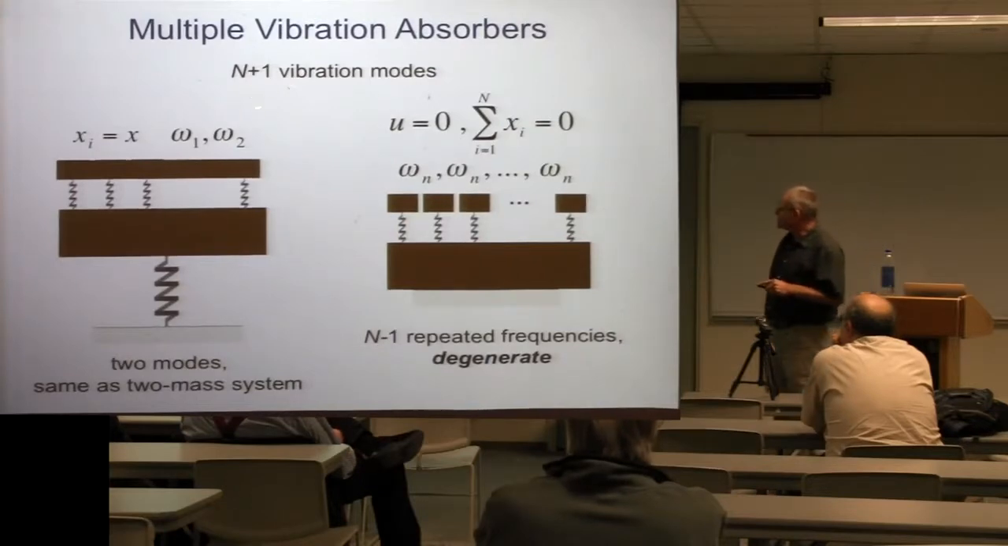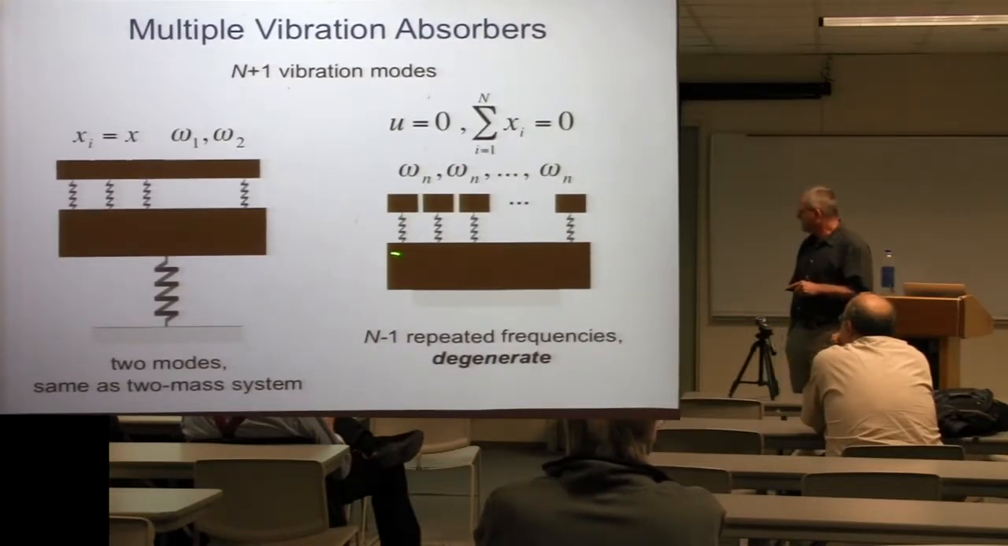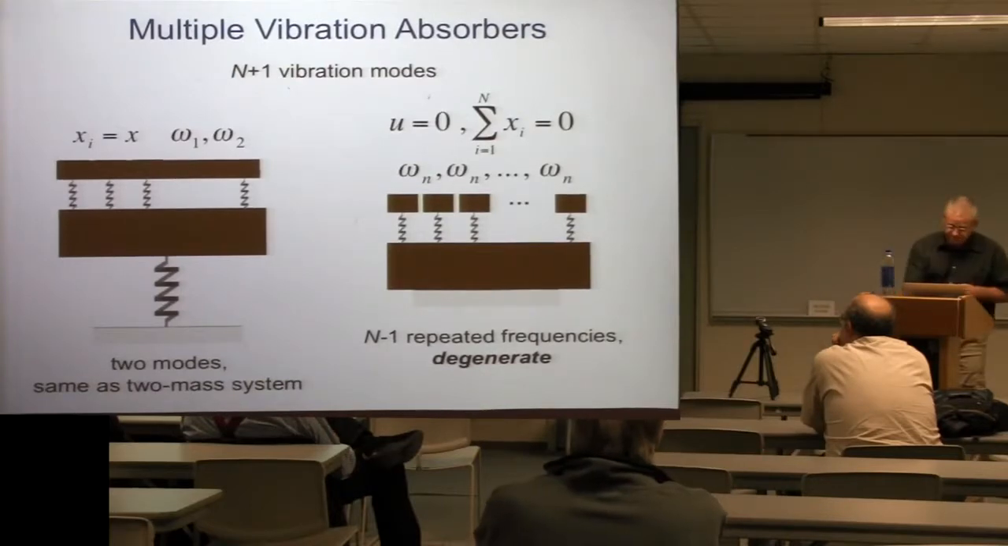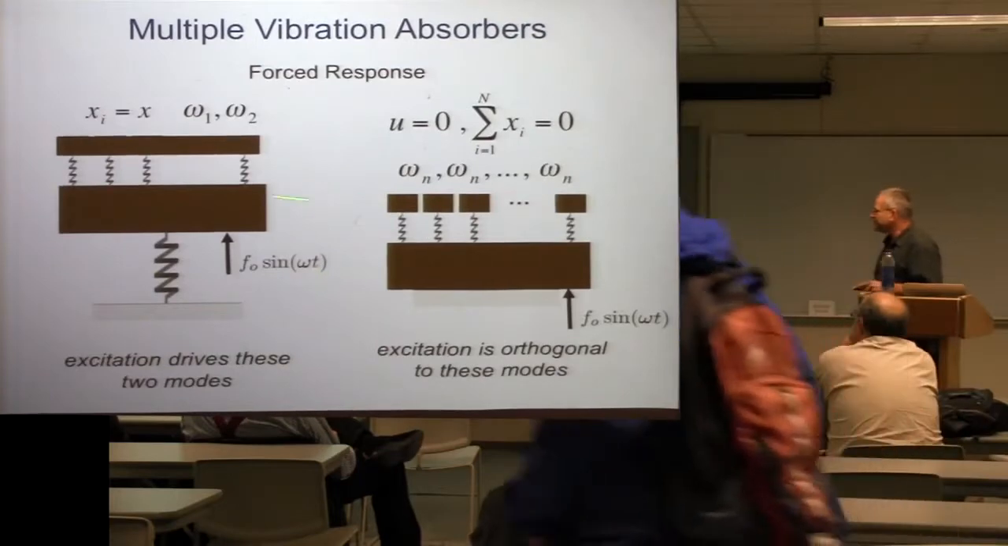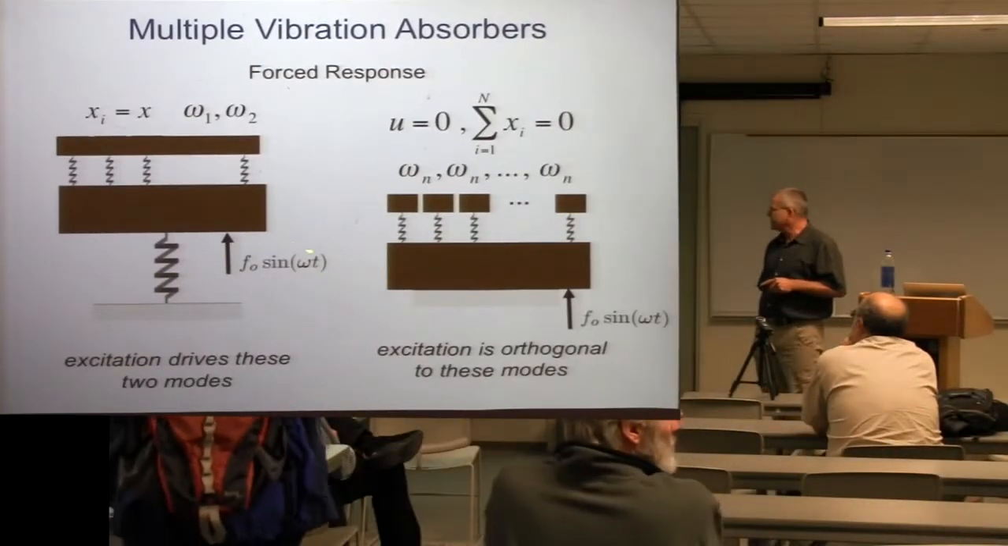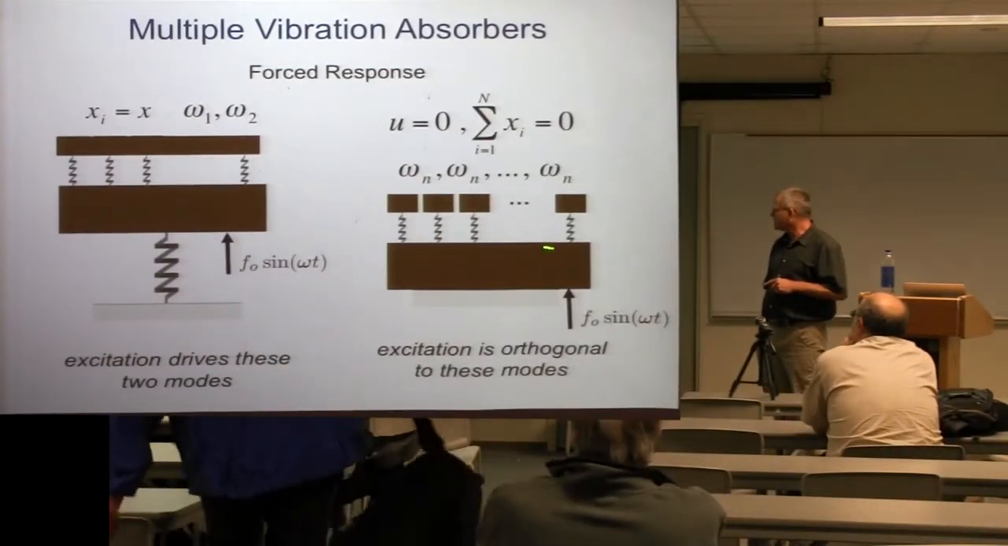But then, since it has n+1 degrees of freedom, there's n+1 vibration modes. And the other n-1 modes are essentially modes where these things oscillate, and the sum of the forces caused by these on this big mass is zero. And these are degenerate modes. They all have the same natural frequency. You have n-1 of those. And now if you drive this thing, it's interesting because the driving is orthogonal to all of these modes.